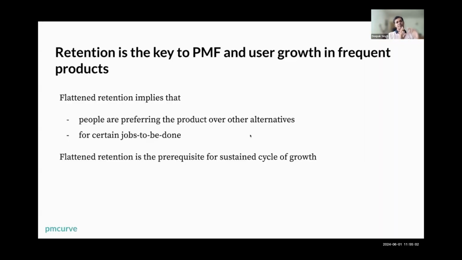So retention is the key to PMF and user growth in frequent products, because frequent products means frequent needs. Now, in frequent products, you need to have flattened retention because it implies that people are preferring the product over all other alternatives for certain jobs to be done again and again and again. That's why you have a retention, right? The second thing is flattened retention is a prereq for sustainable cycle of growth. If people find you valuable, there is a good chance that you can monetize.